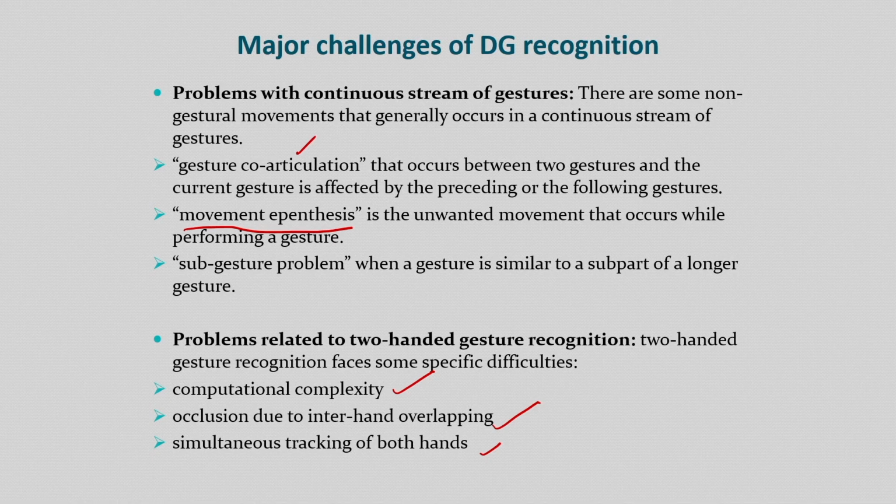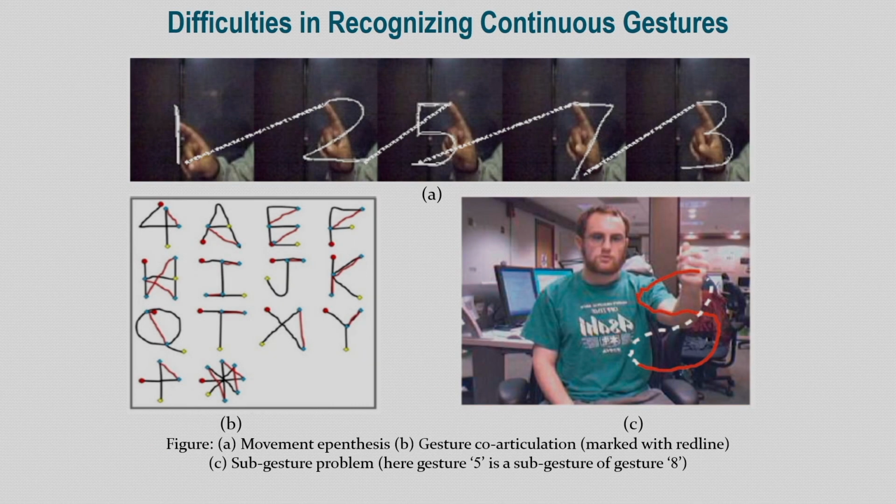Now I will show in my next slide what co-articulation, movement epenthesis, and the sub-gesture problem are. Here you can see I am showing the gestures 1, 2, 3 like this, 1, 2, 5, 7, 3. If I perform 1 and after this I perform 2, there is an extra movement between these two gestures. Similarly from 2 to 5, there is extra movement between 2 and 5. This is called movement epenthesis.